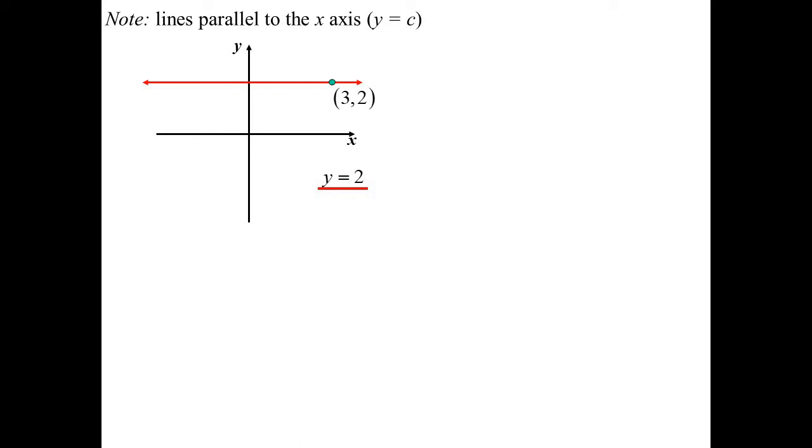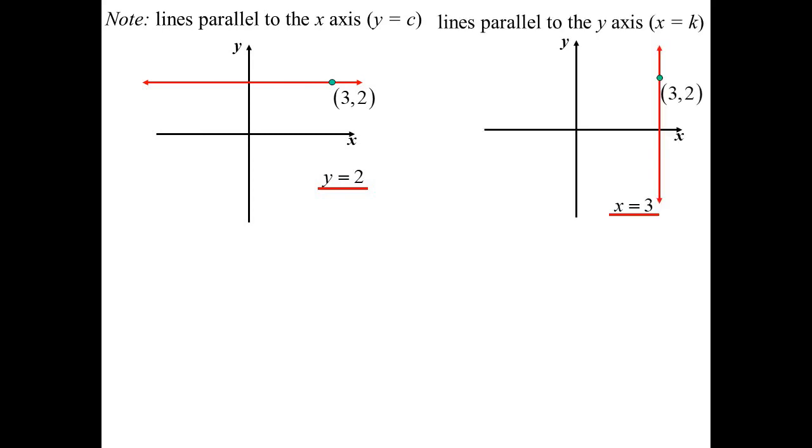Lines that are parallel to the x-axis would have the equation y equals some constant. So that one there, it goes through the point (3, 2), must have the equation y equals 2. It still satisfies y equals mx plus b if you think about it, because the slope of that line is 0. So you've got 0x plus the y-intercept, and the y-intercept would be 2. So it still satisfies that.